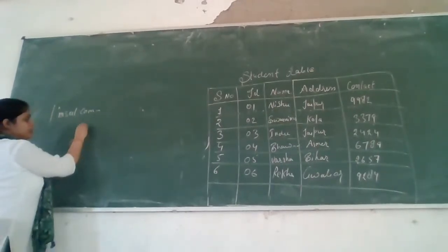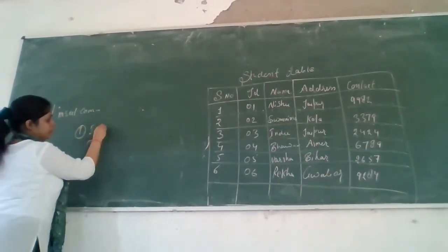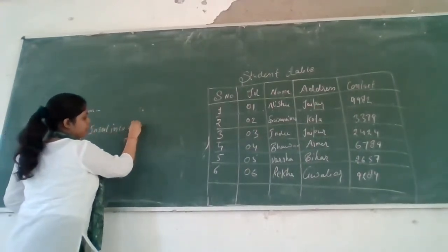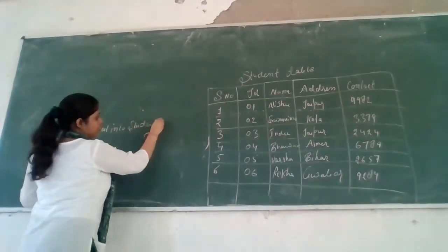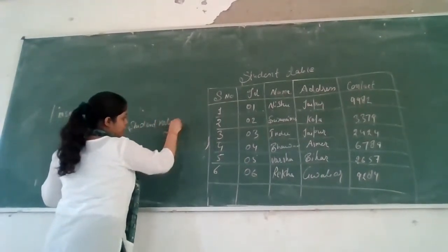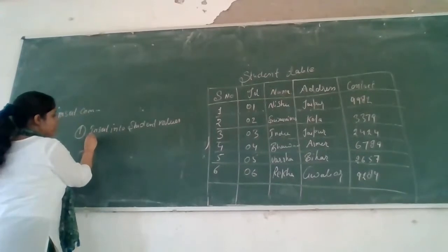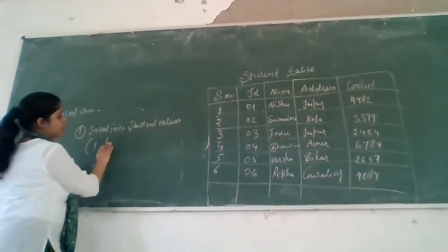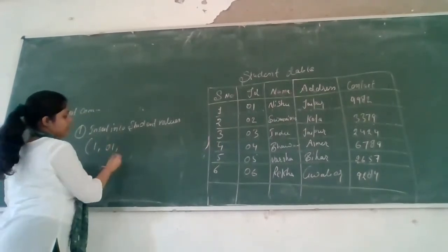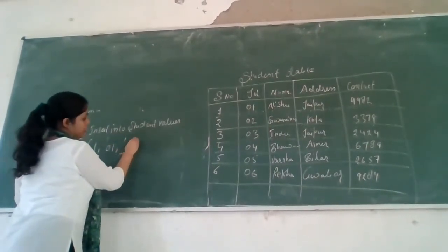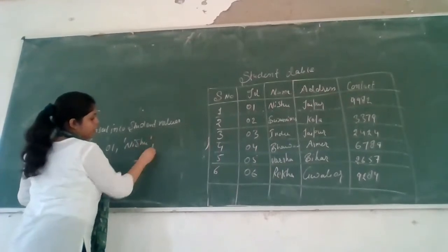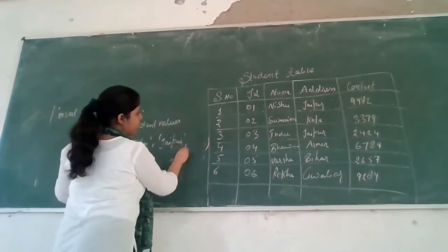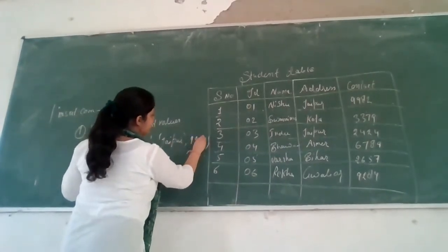First, insert into student values. So what are the values we want? First, 1, ID is 01, name Nishu, address is Jaipur, and contact is 9982.